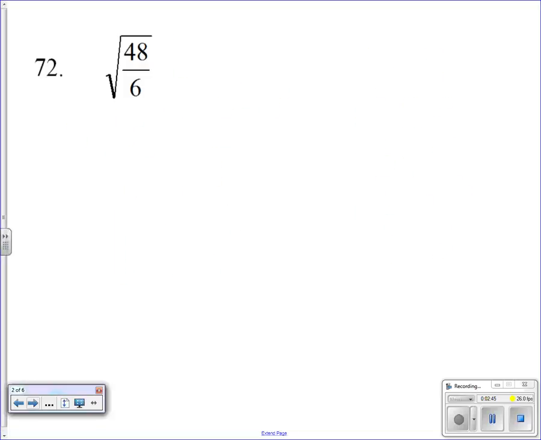For 72, we notice that we have the square root of 48 divided by 6. Well, there are some properties with square roots that say that we can divide within that square root. So 48 divided by 6 simply comes out to be 8. So we still have the square root of 8. And now we're in the same position we were with 71, where we're going to do our good and our garbage.